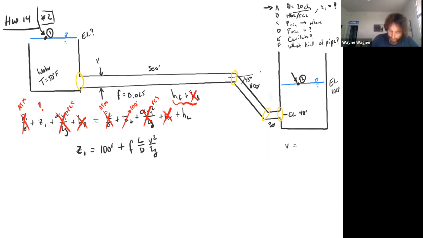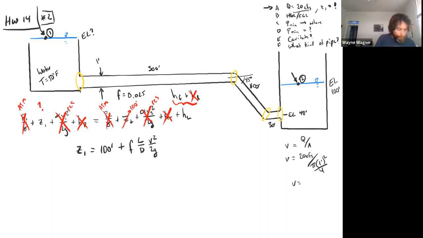All right, so then what we'll do is we're going to solve for this. We need to know V. So over here, we're going to do Q over A to get our V. So V equals Q, which was 20 CFS, over the area, which is pi, what's D in this case? 1 foot squared on 4. So V equals whatever that is.